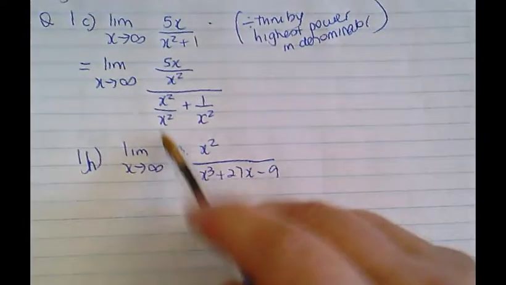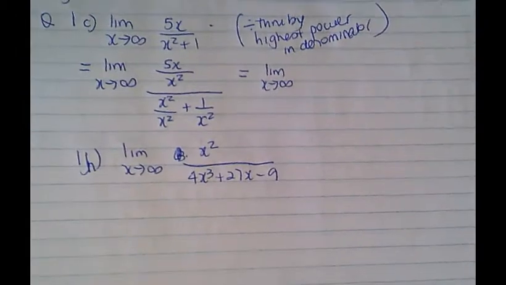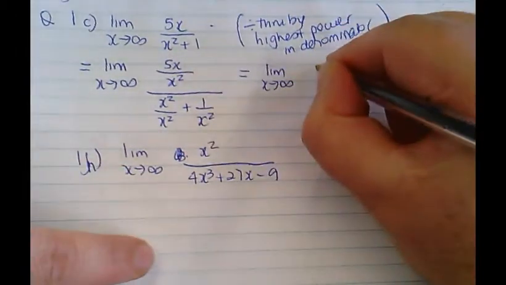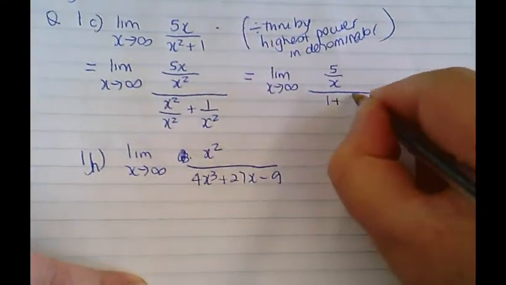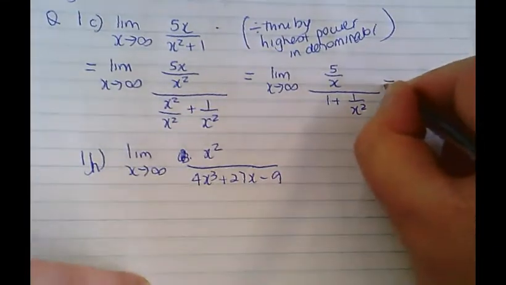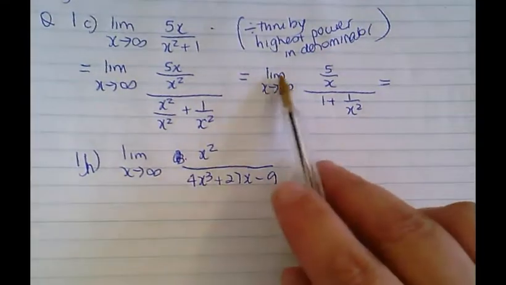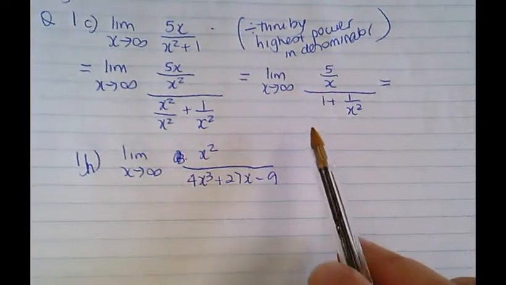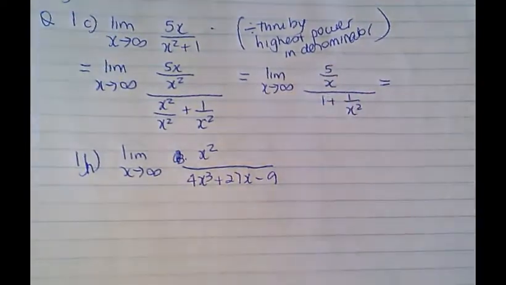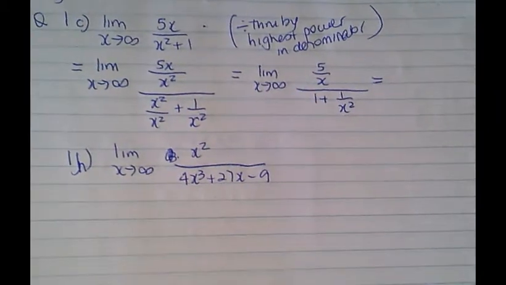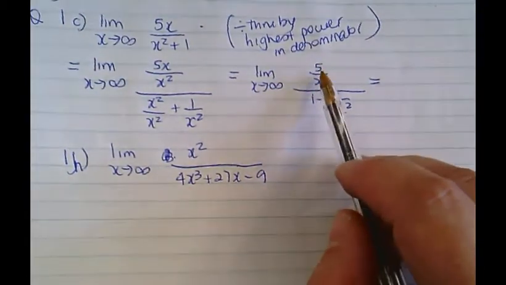So it's the limit as x approaches infinity of all that, which is the limit as x approaches infinity of, now, what's 5x over x squared? It's 5 on x. And x squared over x squared is 1, and 1 on x squared is 1 on x squared. Now I can substitute, because I know that the limit as x approaches infinity of 1 on x is 0. Isn't 5 on x the same as 5 times 1 on x? Do you get that or not?